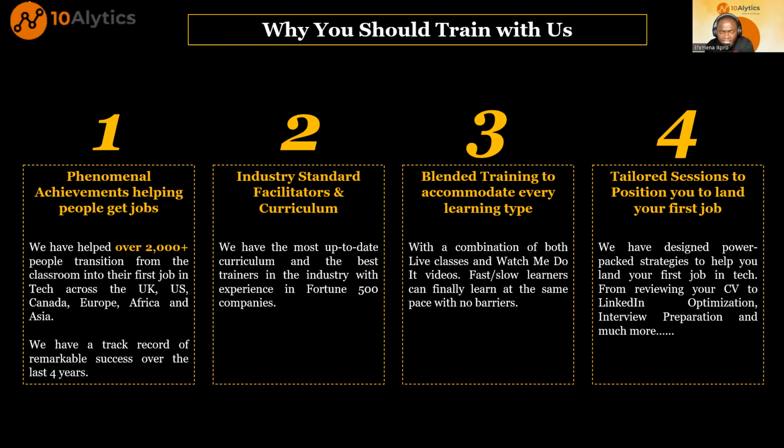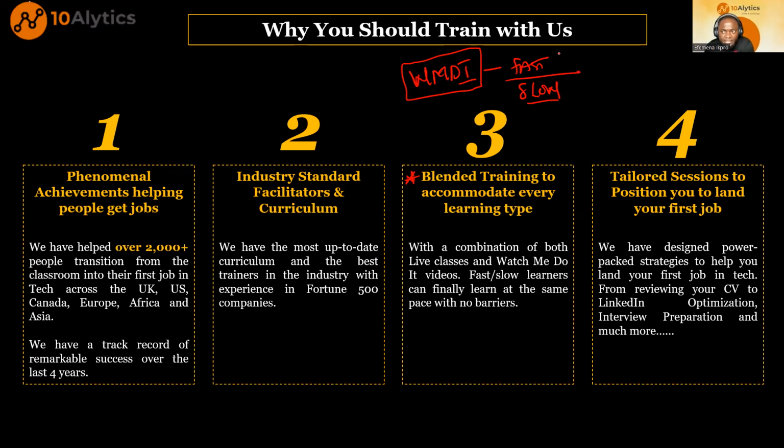Now, the next part is blended training to accommodate every learning type. Earlier I talked about the watch me do it videos, and this is where they come in. We have the fast learners, and we have the slow learners like myself. I'll classify myself as a slow learner; I need to do something 2, 3 times before I understand. That's what makes us very unique, because we understand where learners are coming from. We were learners ourselves when we started. So we know that there are fast learners and slow learners.